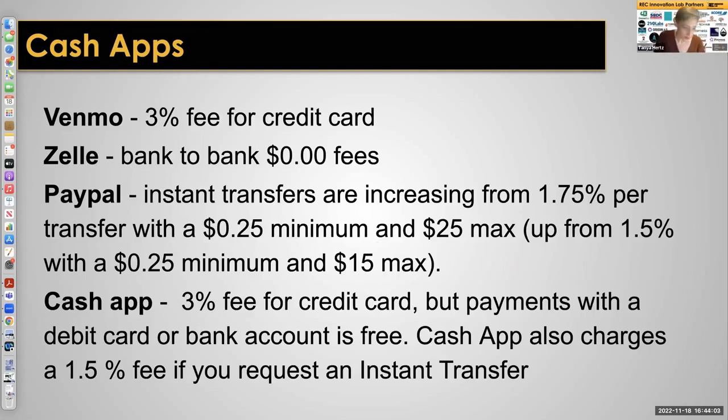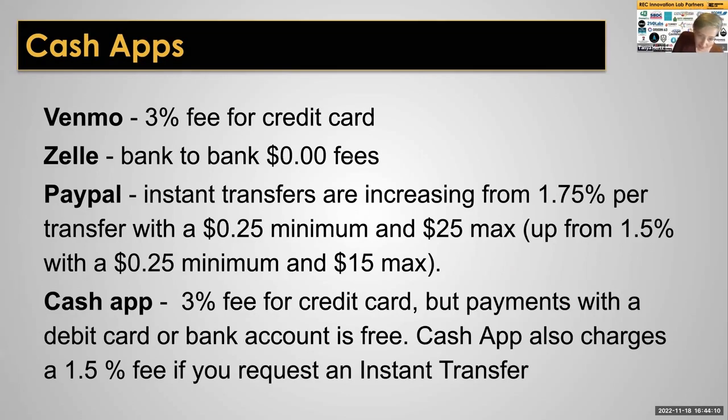Now, there's also various cash apps: Venmo, Zelle, PayPal, Cash App. They have different fees. Zelle right now is the cheapest. It's bank to bank. It's zero fees. Venmo charges 3% for credit card transactions. PayPal is nice because it's instant transfer. So is Venmo right now. They're increasing from 1.75 per transfer with a 25-cent minimum and $25 maximum. They've increased it to this up from 1.5 with a 25-cent minimum, $15 max.